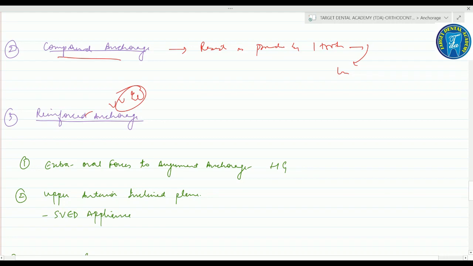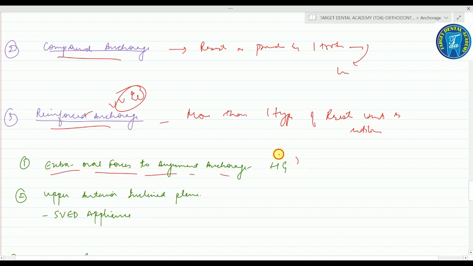Third one, reinforced, very important. In reinforced anchorage, more than one type of resistance unit is utilized. This is what we call reinforced anchorage. In this, first is the external anchorage. In this we use the headgear, we use the cervical headgear, we use the occipital headgear. Fine.